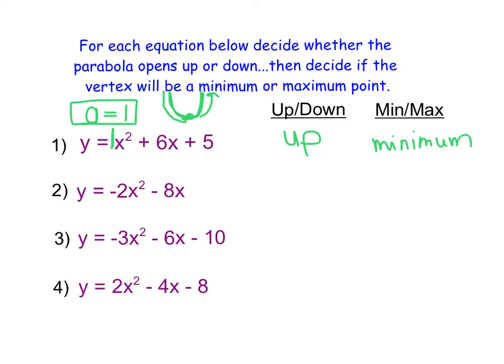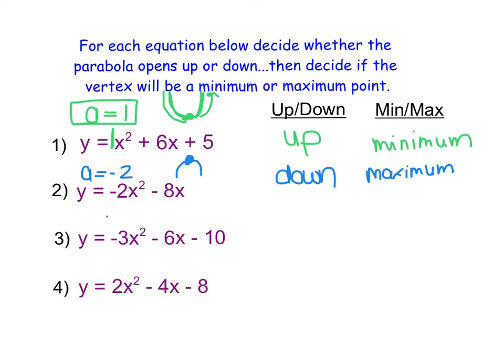Now if I look at example 2, I notice that my a value is equal to a negative 2, which tells me that I have a graph that's an upside down U. So I know that this particular graph is going to open down. And what I notice here is that my vertex point at the very top looks like it's on top of a mountain. It's on top of a hill. As a result, that vertex point is a maximum point for that particular graph.